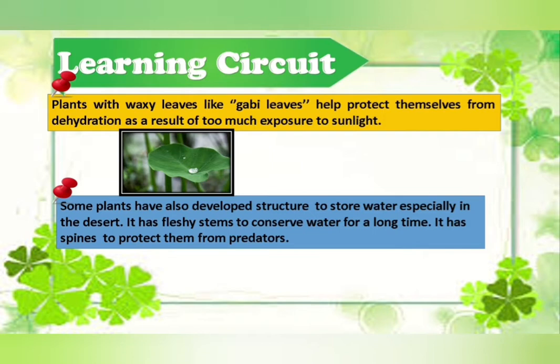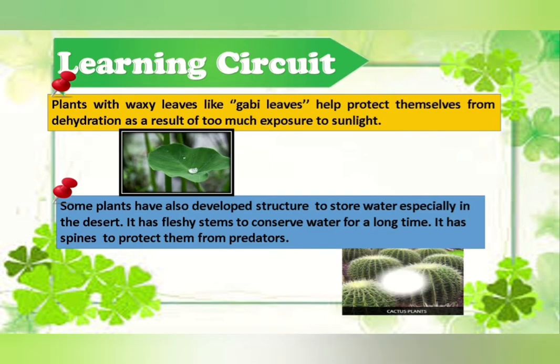Then, some plants have also developed structures to store water, especially in the desert. It has fleshy stems to conserve water for a long time. It has spines to protect them from predators. Example, cactus.